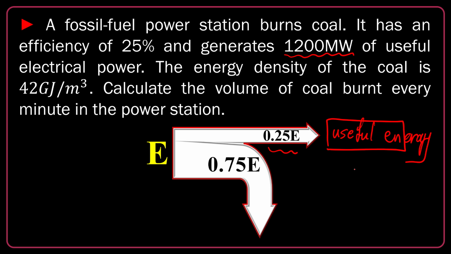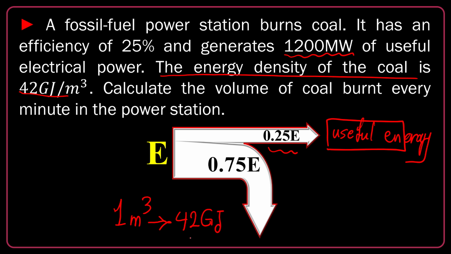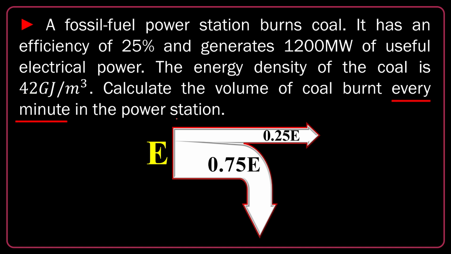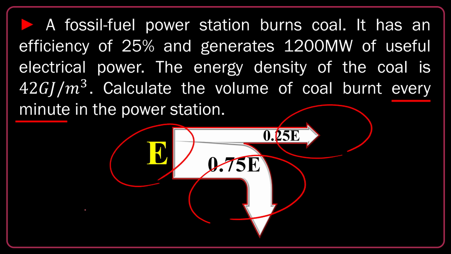So let's convert it. The energy density of the coal is given. 1 cubic meter will produce 42 gigajoules of energy. Calculate the volume of the coal burned. So we are looking for the volume of the coal. But here I see something: burned every minute in this power station. Every minute is a very important concept. It means that the amount of energy here is going to be based on 1 minute. You know that power is energy divided by time. So here we can say energy is power times T.